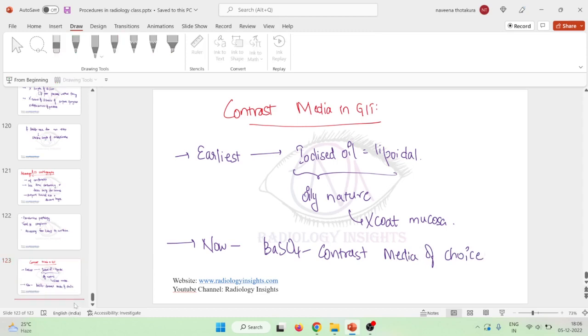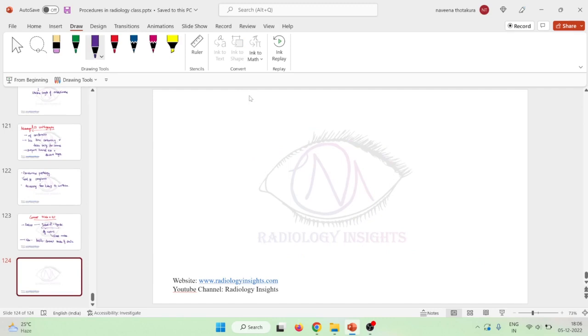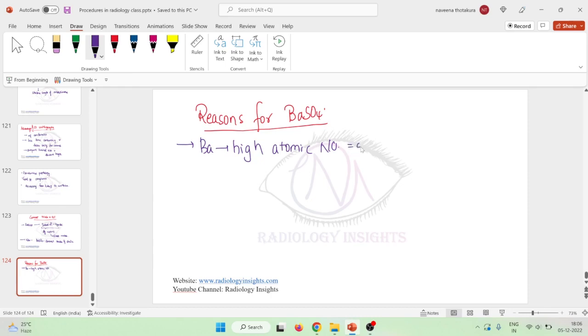Now, why do we use this barium sulfate? What are the reasons for using barium? Why is barium sulfate very good to use, why is it the contrast media of choice? One, barium or Ba has a high atomic number, that is, almost 56. Its atomic number is 56, and therefore it is highly radio opaque. Because it is radio opaque, it is seen as white color on X-rays.